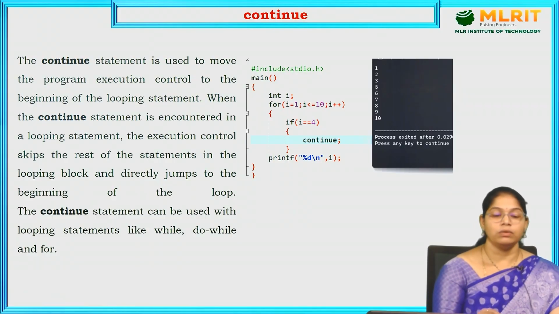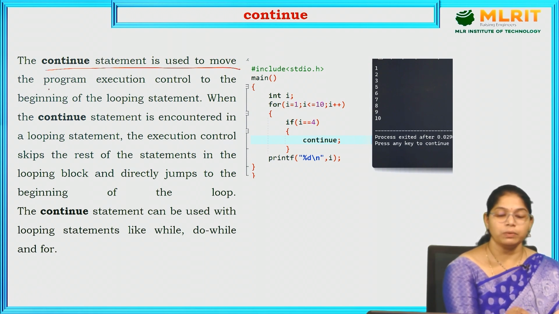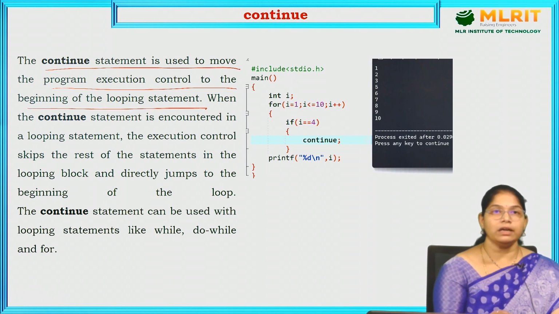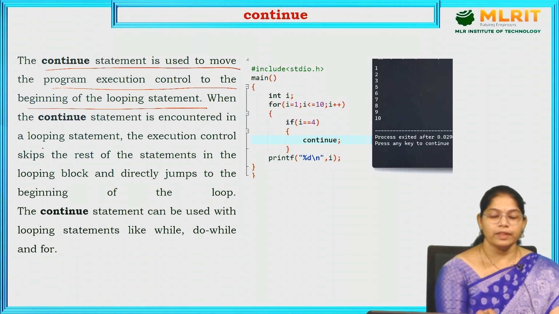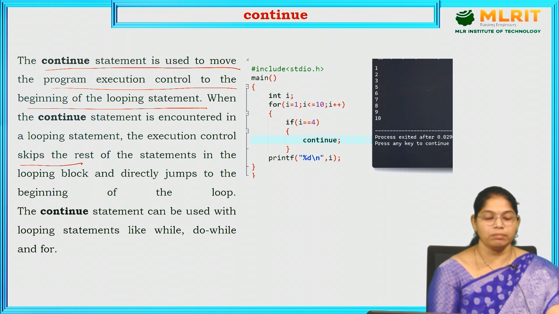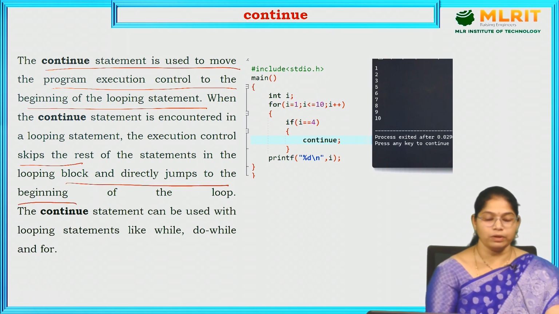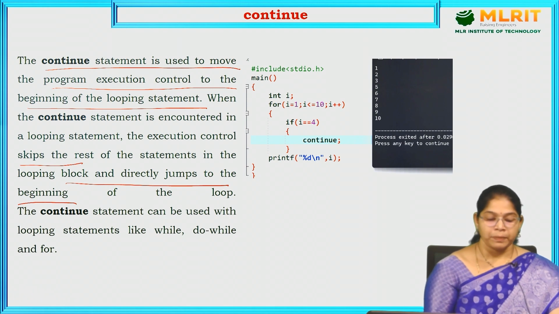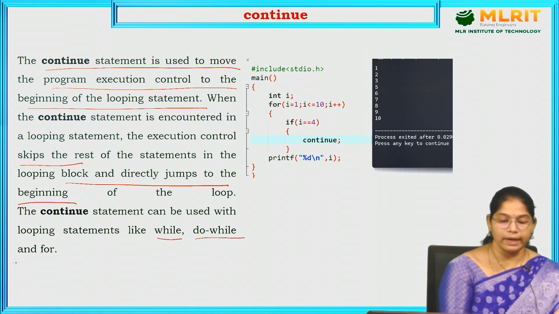Then continue. The continue statement is used to move the program execution control to the beginning of the loop. When a continue statement is encountered in a looping statement, the execution control skips the rest of the statements in the looping block and directly jumps to the beginning of the loop. We'll go with the example. The continue statement can be used in looping statements like while, do while and for.